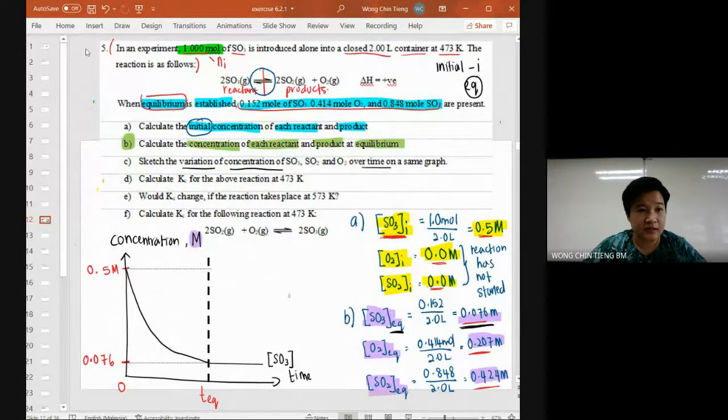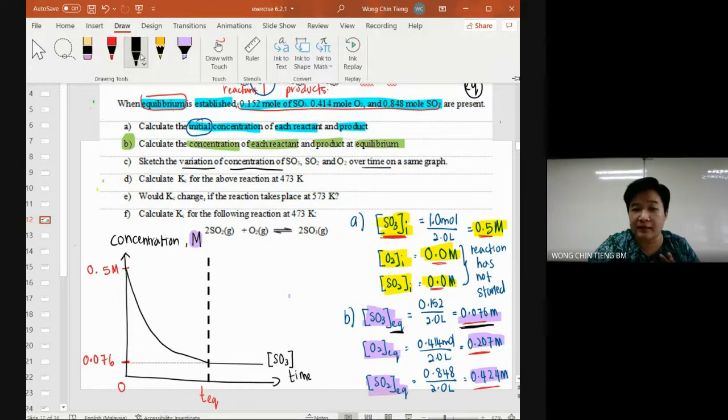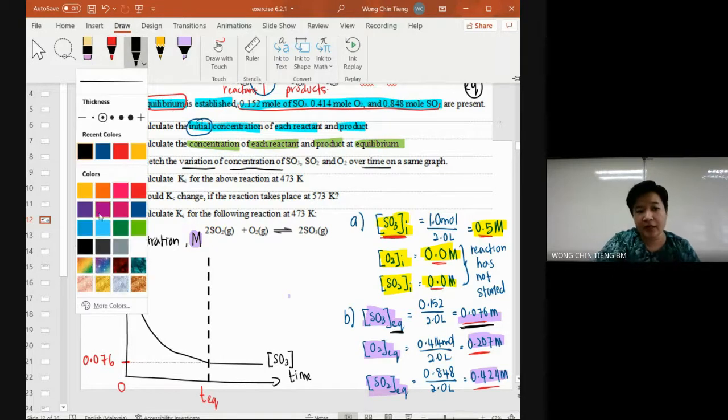Sorry, saya nak delete yang initial ni. Initial tak payah line, equilibrium je. Equilibrium kena extrapolate concentration dia berapa. Yep. Setakat ni, setuju? Alright, I will explain to you why the line needs to be straight later on, why the line needs to be flat later on. Okay, next.